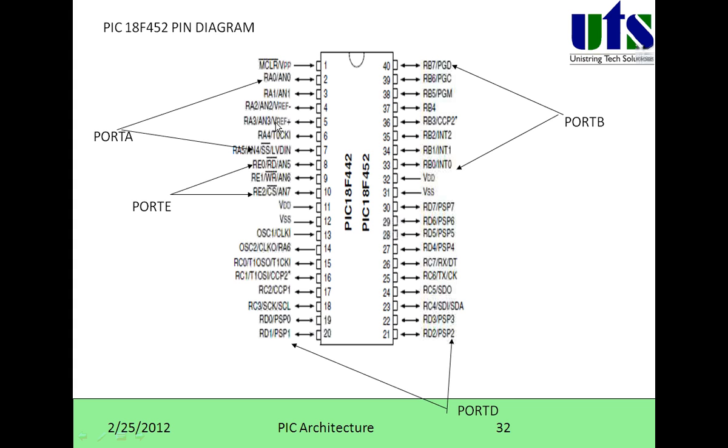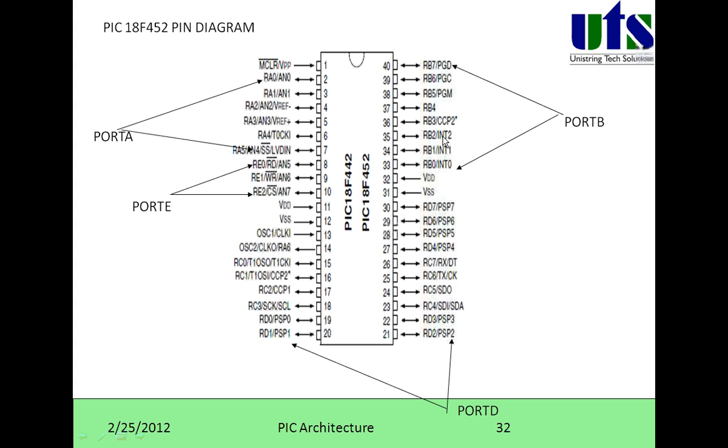It is divided into a total of 5 ports: port A, port B, port C, port D, and port E. Port A has 7 pins, that is RA0 to RA5 and RA6. You can see RA6, which is reserved for oscillator 2. If you use the external oscillator, it will be gone. So RA6 is for oscillator 2. Total port A has 7 pins.